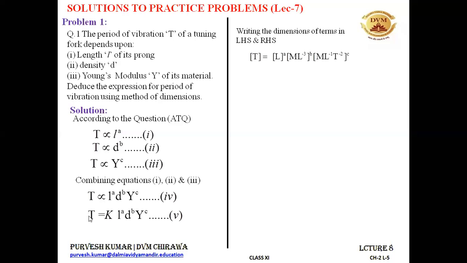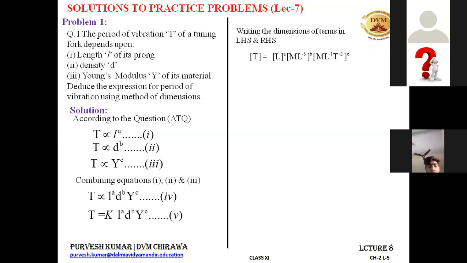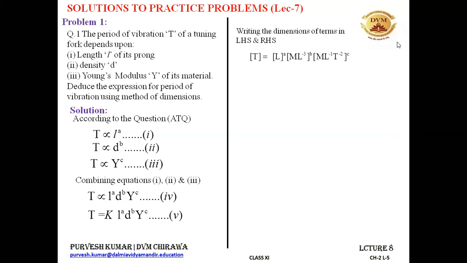The dimension for the left hand side is capital T only. For the right hand side, it is L to the power A. And then for D, we have written ML^-3, that is the dimensions for density, having power B. And for Y, we have written ML^-1 T^-2 whole raised to power C. That is the dimensions of Young's modulus, which are the same as the dimensions of pressure.